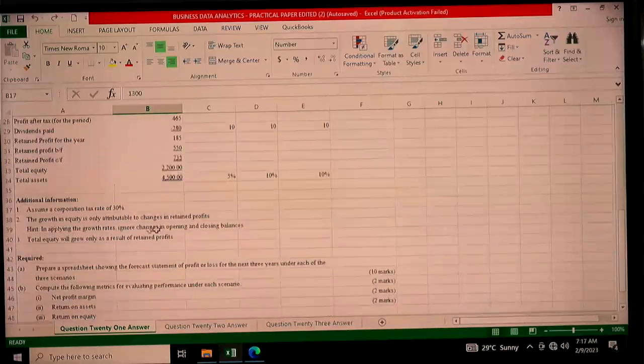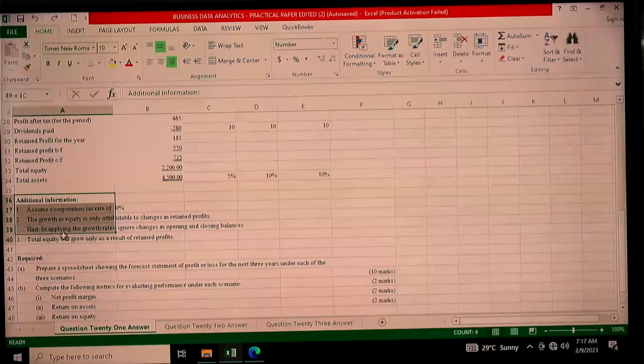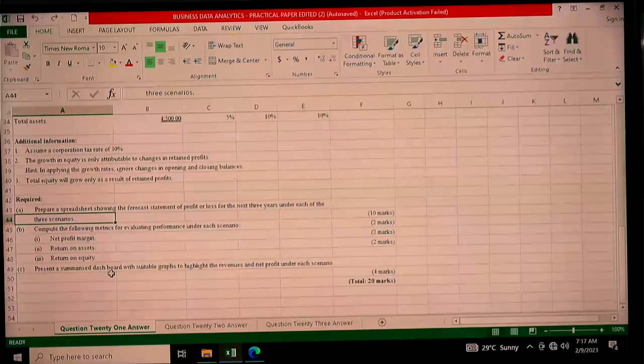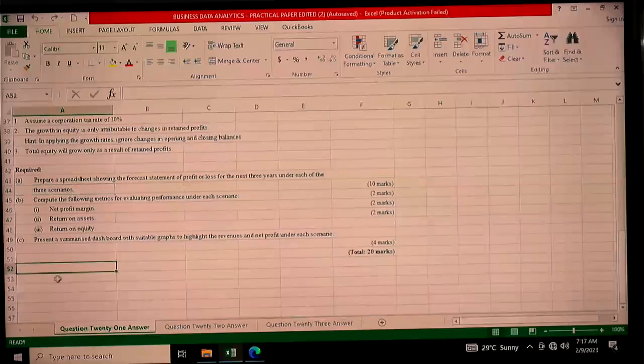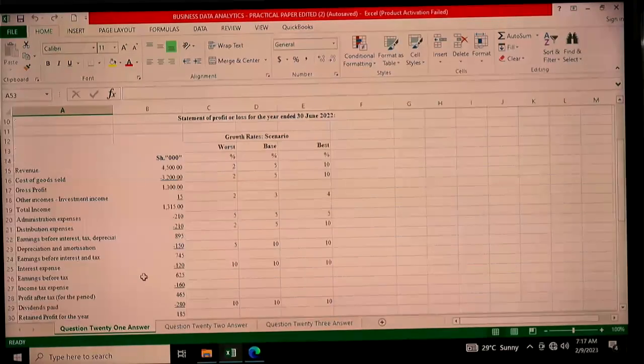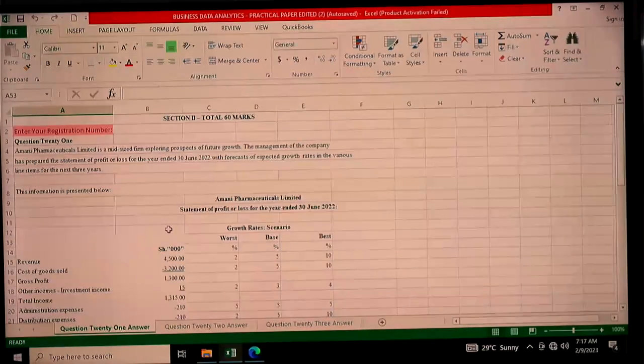Then we have your working. The questions are asked here. These are additional information. We have the requirements. That is what you're supposed to do. Then once you read everything, you can tackle your question down here. Once you download the worksheet, that is what you get.